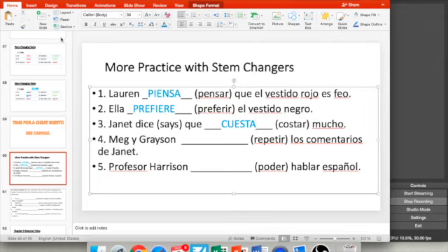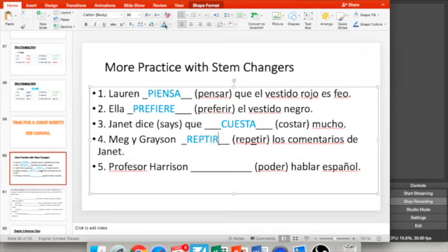Okay, number 4, Meg and Grayson repetir los comentarios de Janet. So Meg and Grayson, they kind of echo Janet's comments. They agree. They repeat her comments. Repetir, as you know from your sheet, is an E to I stem changing verb. It is my second E that changes to an I. So I can get repetir in this case.